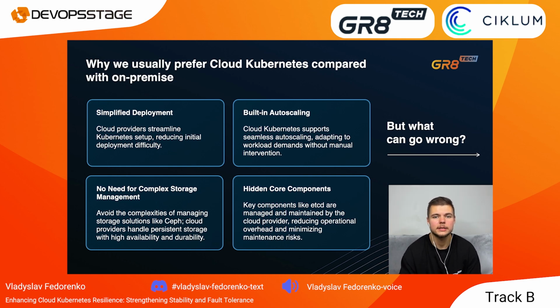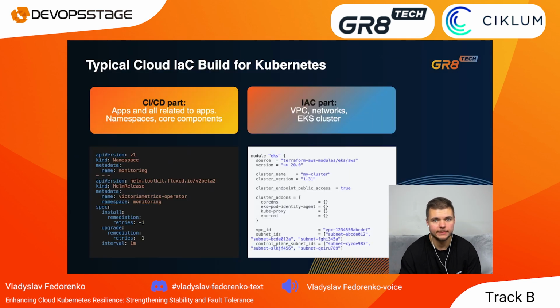Cloud Kubernetes is much simpler. You can deploy it with a few lines of code or a few clicks. A lot of services are hidden behind the cloud provider infrastructure, so you don't have to administrate your storage, you don't have to go into etcd, etc. You're just ready to go and ready to deploy and deliver your apps. But a lot of things may go wrong even with cloud Kubernetes.